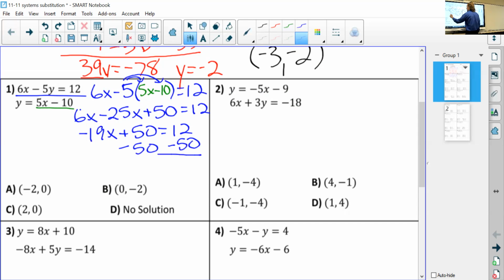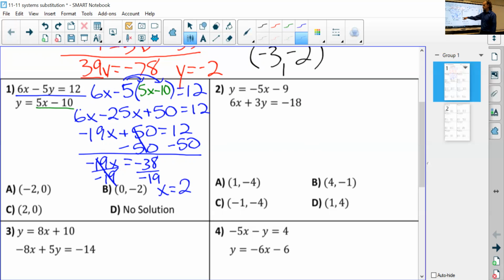So we have negative 19x equals, that's going to be negative 38. So if we divide both sides by negative 19, we get x equals 2, and a negative divided by a negative is a positive. So we get x equals 2, which really narrows down our choices here. But just to be sure, no mistakes here. If x is 2, I put that back into my second equation, so y equals 5 times 2 minus 10.